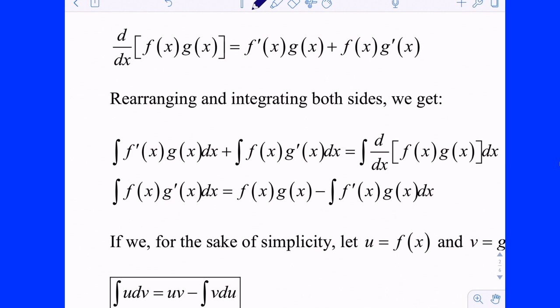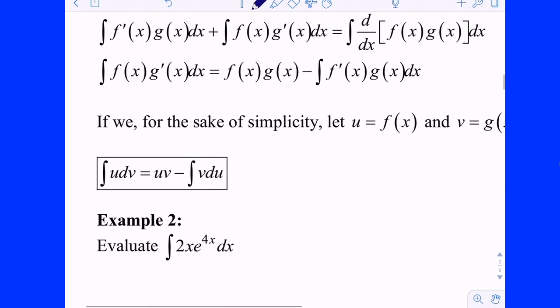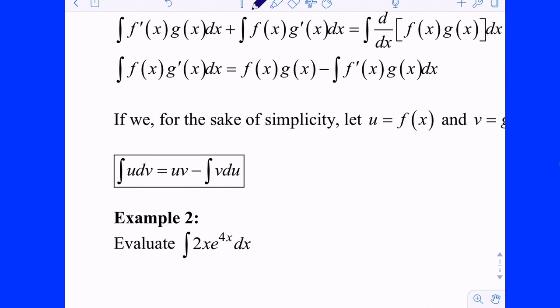Cool. And that's a lot of f's and g's. So for the sake of simplicity, if you just let f equal u, and you let v equal g, you end up with this right here. You get the integral of u dv equals uv minus the integral of v du. Yeah, that's a lot. This is exactly what we did up above.